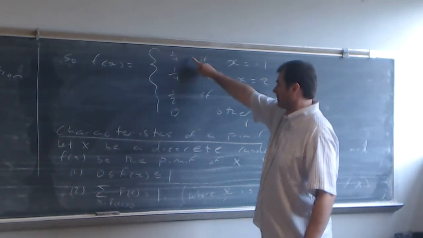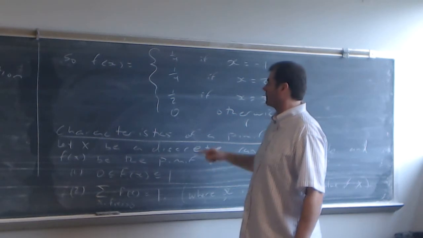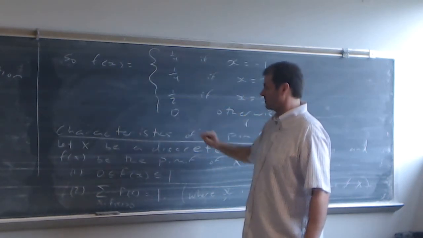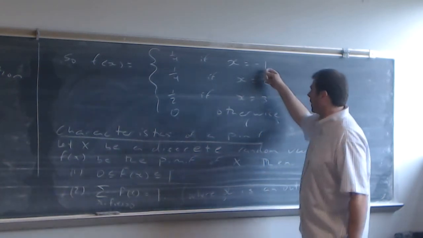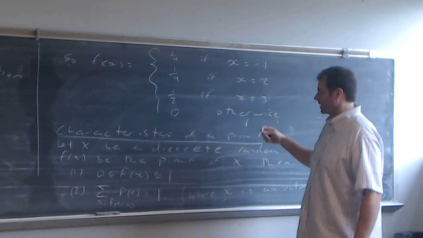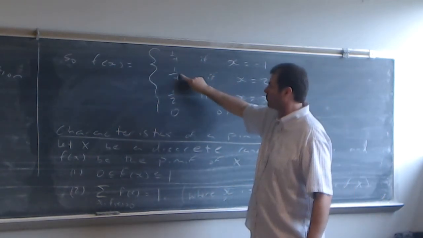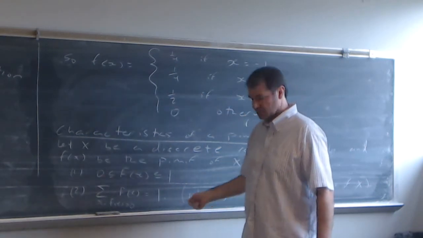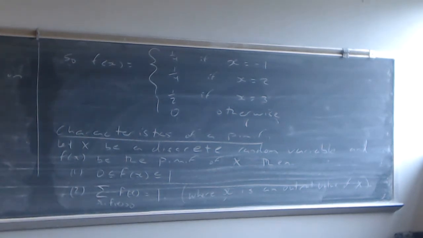If you look at this example here, first of all, note that each output value for f of x is in between 0 and 1. 1/4, 1/2, 0. And if you were to sum up for x equal to -1, 2, and 3, what you'd see when you sum up the PMF values, you'd have 1/4, 1/4 that makes 1/2, plus 1/2 that makes 1. So that'll happen every time for a PMF.